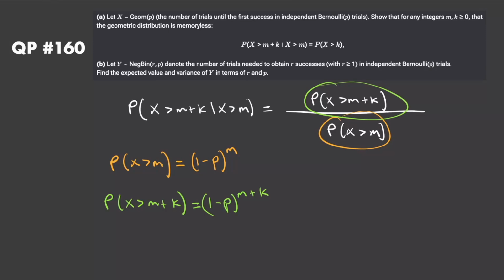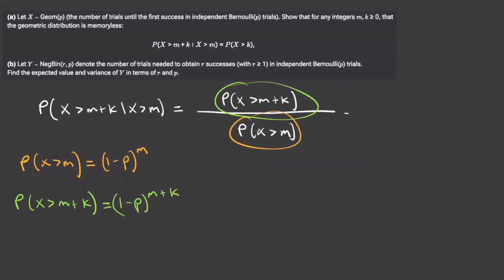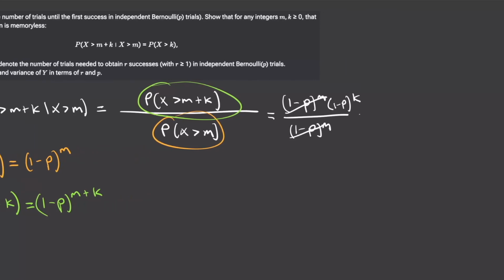So now that we know both terms, all we have to do is plug them in. On top is 1 minus p to the power of m plus k, and on the bottom, it's 1 minus p to the power of m. Now by properties of exponents, this is just equal to 1 minus p to the power of m times 1 minus p to the power of k, and then the m terms cancel, so this is just equal to 1 minus p to the power of k. And wouldn't you know it, that is the probability that x is greater than k. So that basically completes this proof.